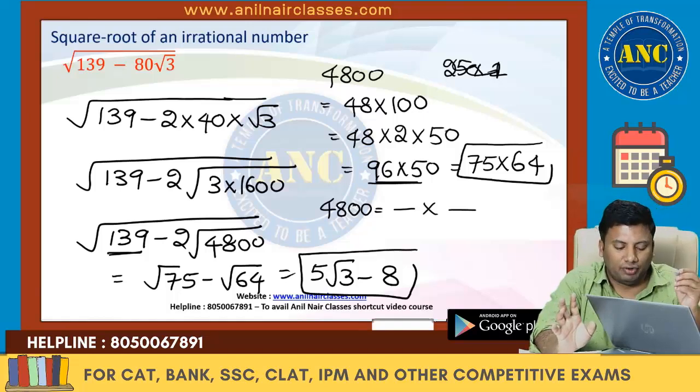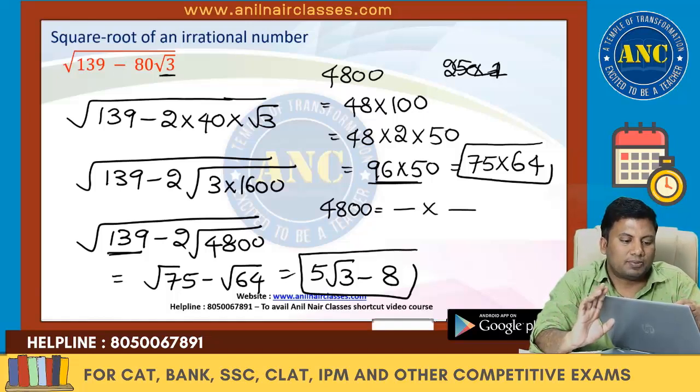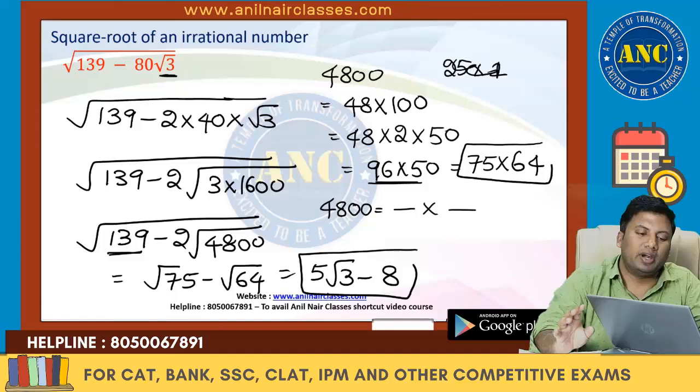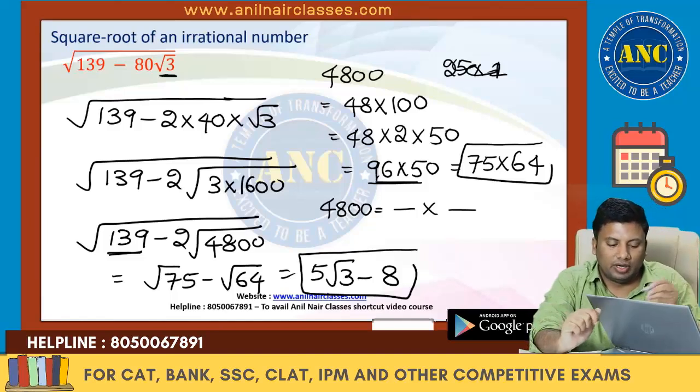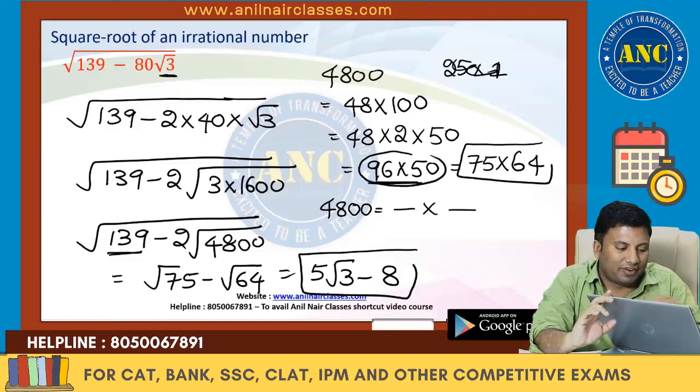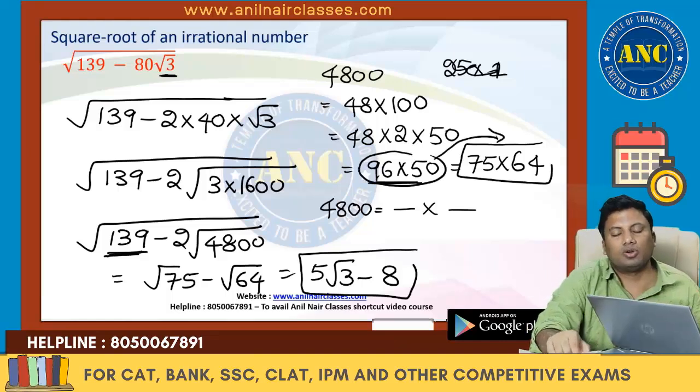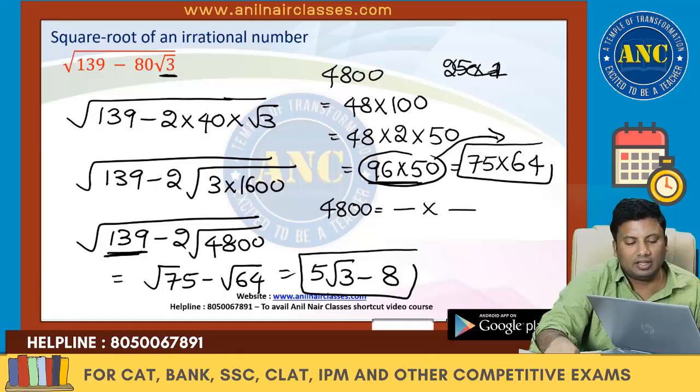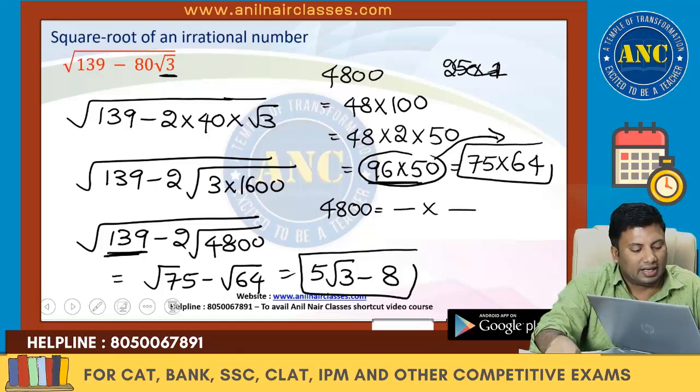If you are in confusion, what you do is substitute root 3 as 1.732 and check. Anyway, this sum is 146. I need 139. So closer to this only the numbers product will be there. I hope the idea is clear.